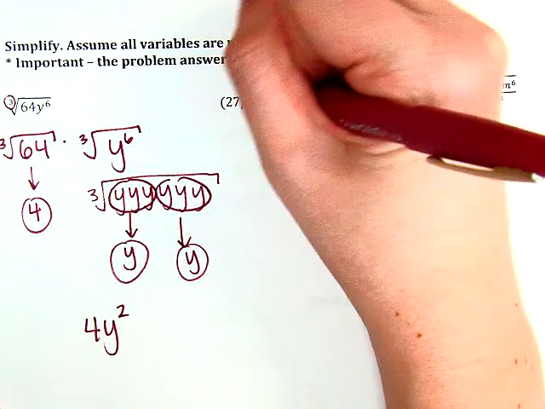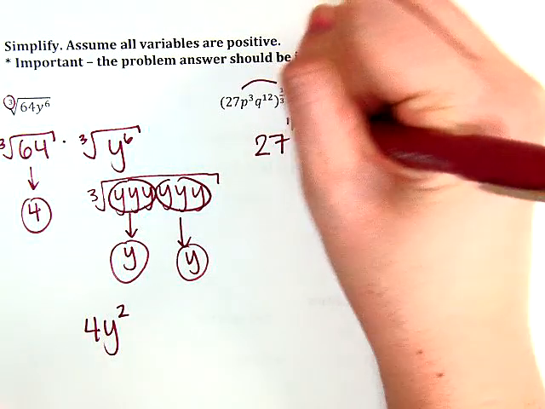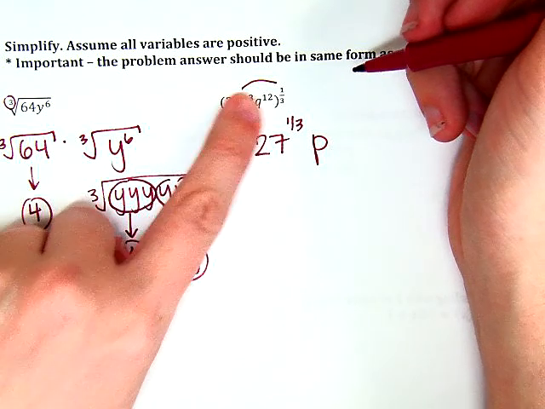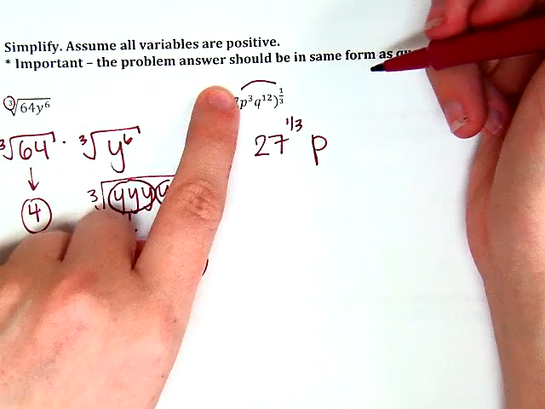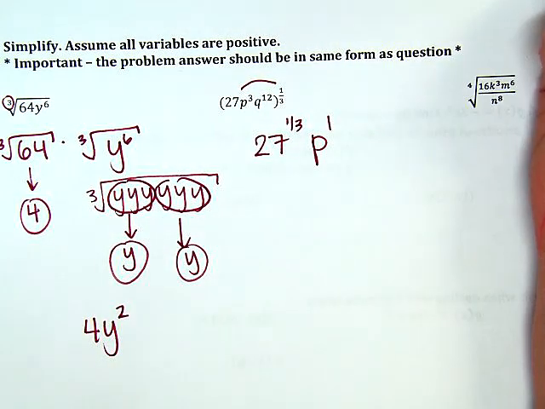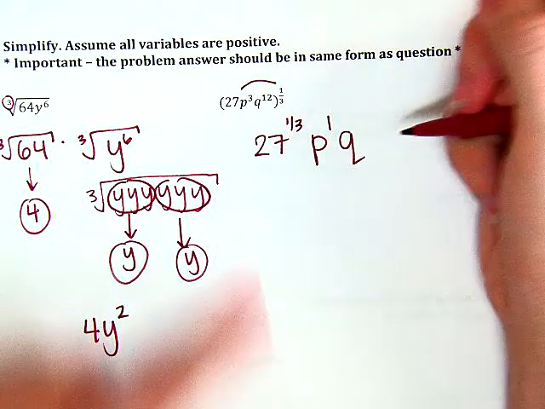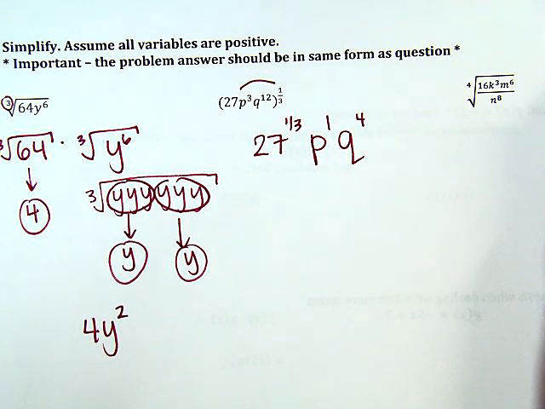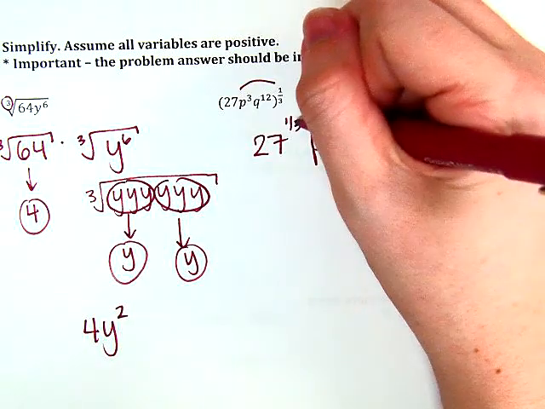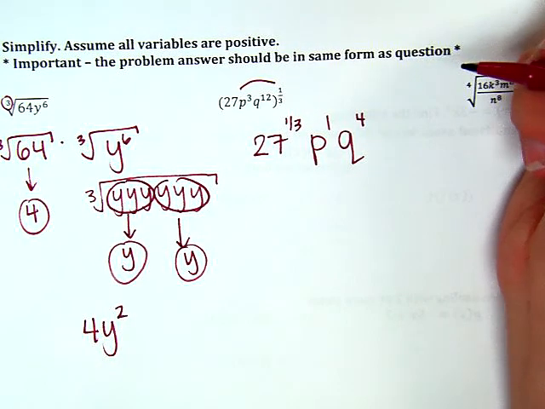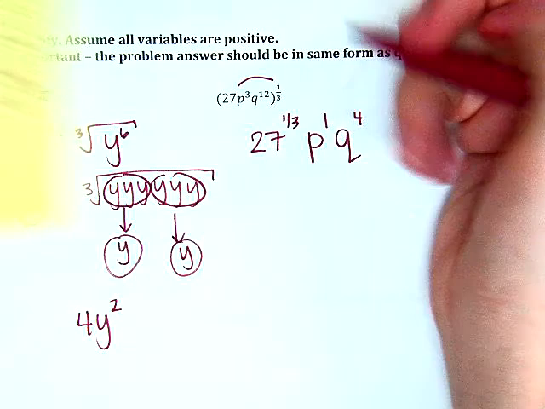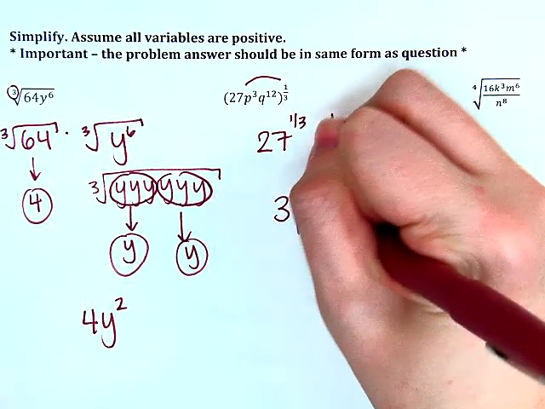Next one I'm going to distribute, so I have 27 to the power of 1/3. p, now I have p³ times 1/3. So 3 times 1/3 is 1. And q, 12 times 1/3 is 4. So now 27 to the 1/3, that's the same as the cube root of 27. So look on here, cube root of 27 is 3. So this is really 3pq⁴.